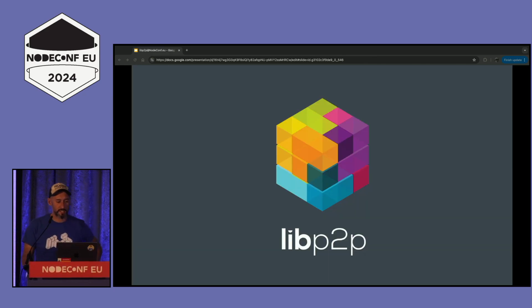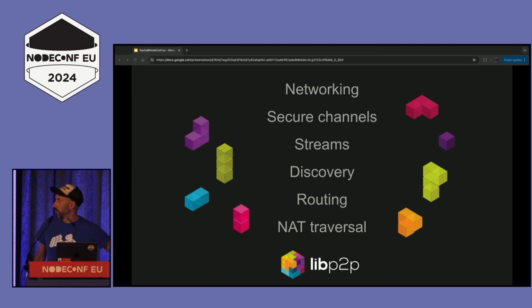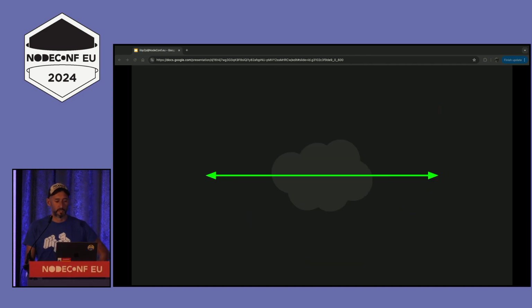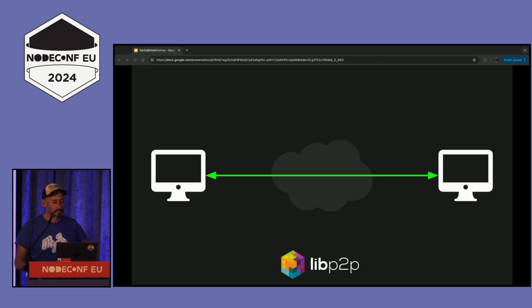So what is libp2p? Originally, it was the networking layer of IPFS, and it was extracted because people decided it would be useful. It's a modular networking stack, which is basically just to say it's a toolkit designed to solve common problems when designing distributed applications. So at the heart of it, libp2p is the ability to make connections between two computers or nodes over which we can send some data.